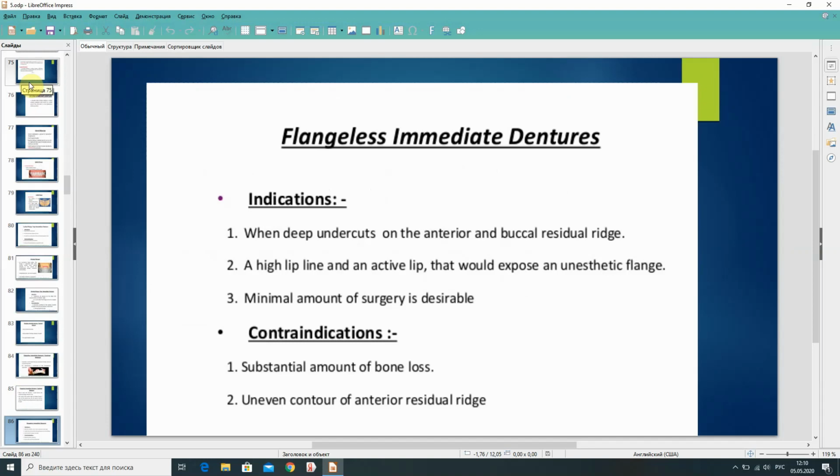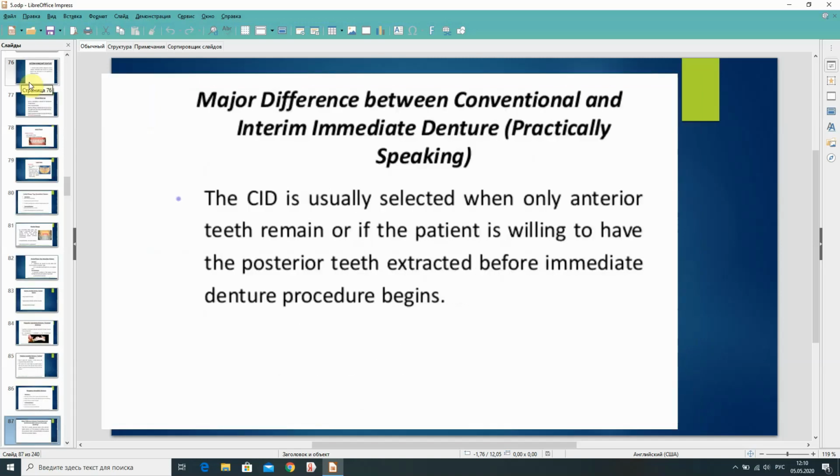Flankless immediate dentures indications: when deep undercuts of the anterior and buccal residual ridge, a high lip line and an active lip would expose an unaesthetic flank, and a minimal amount of surgery is desirable. Contraindications: substantial amount of bone loss, uneven contour of the anterior residual ridge.